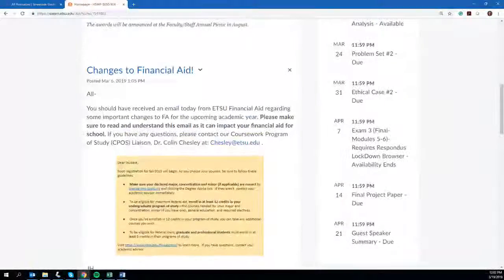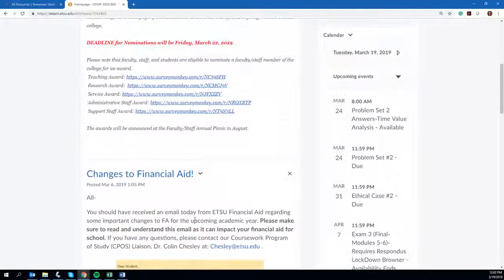You can see there were some changes to financial aid that I wanted to make sure you're aware of.